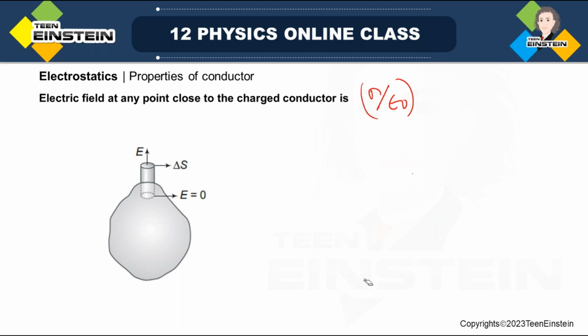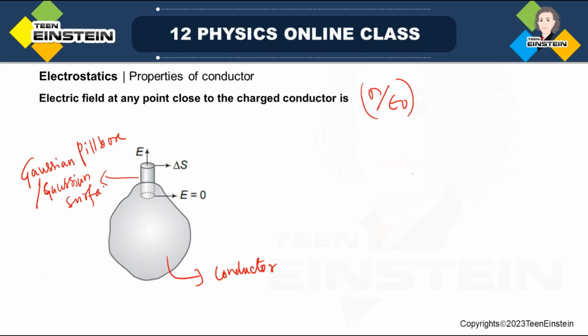Here, as you see, I have considered this as a conductor, and I have taken a Gaussian pillbox as the Gaussian surface. This pillbox has a cylindrical shape.